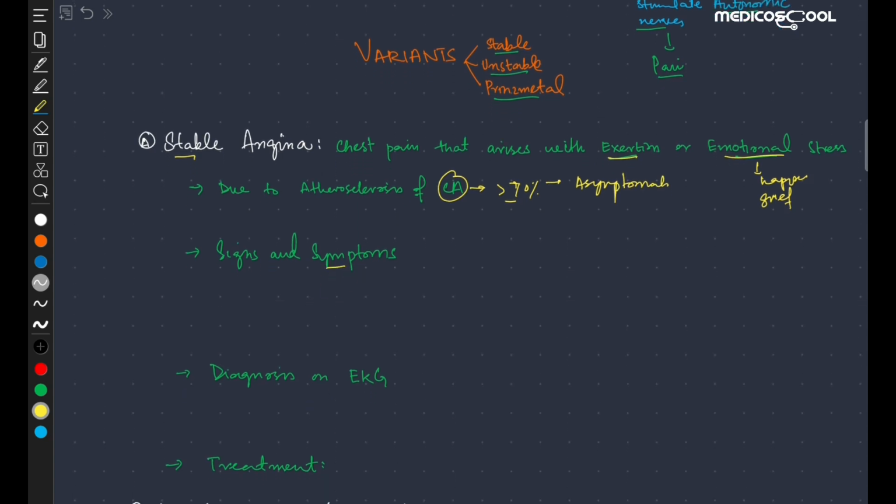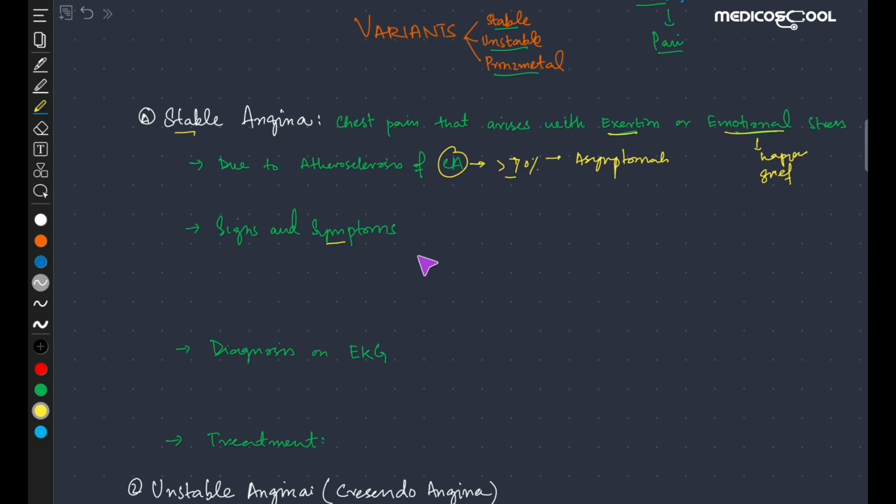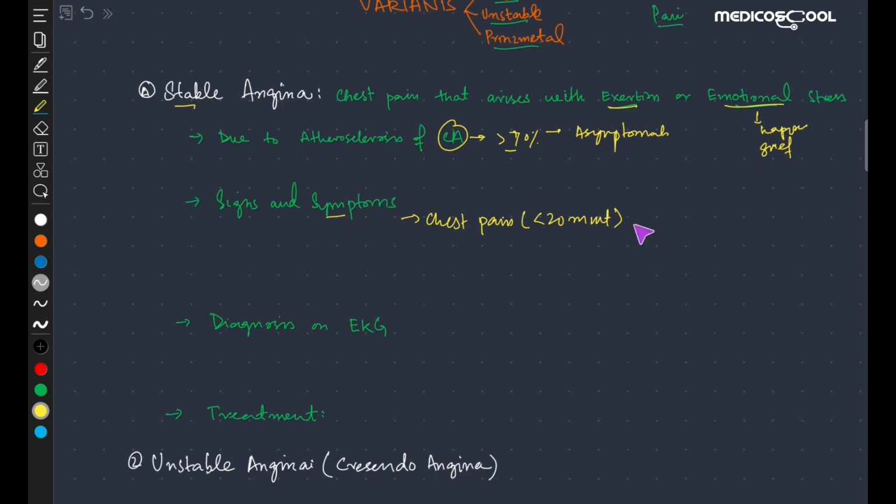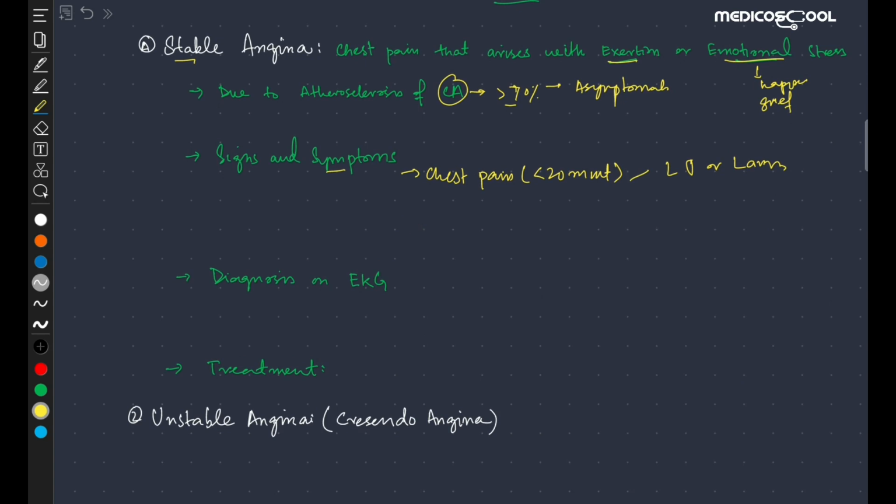Now what will be the signs and symptoms? There will be chest pain lasting for less than 20 minutes. As I have already discussed, they are transient, and this chest pain will radiate toward the left jaw or left arm. There will be sweating and there will be shortness of breath.